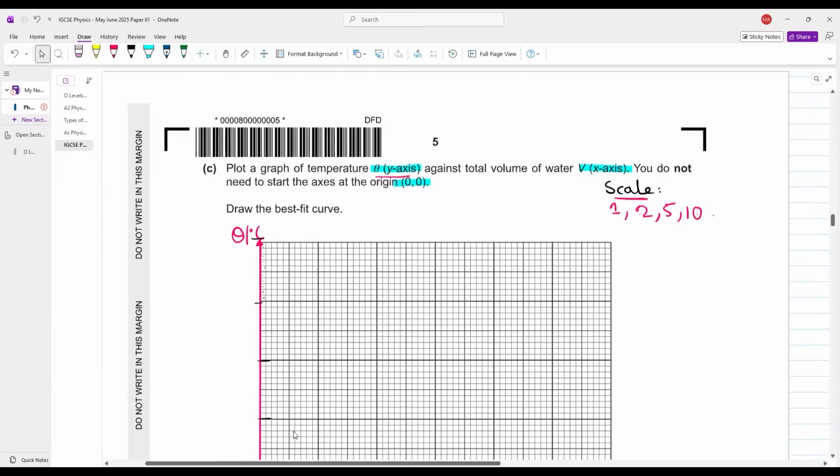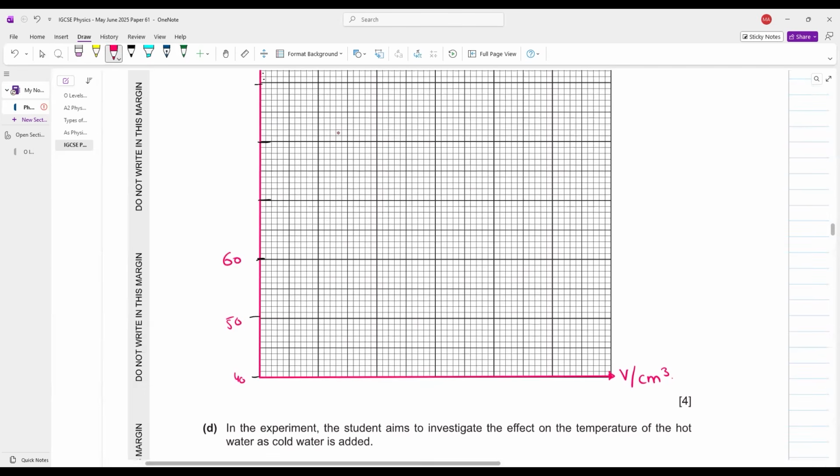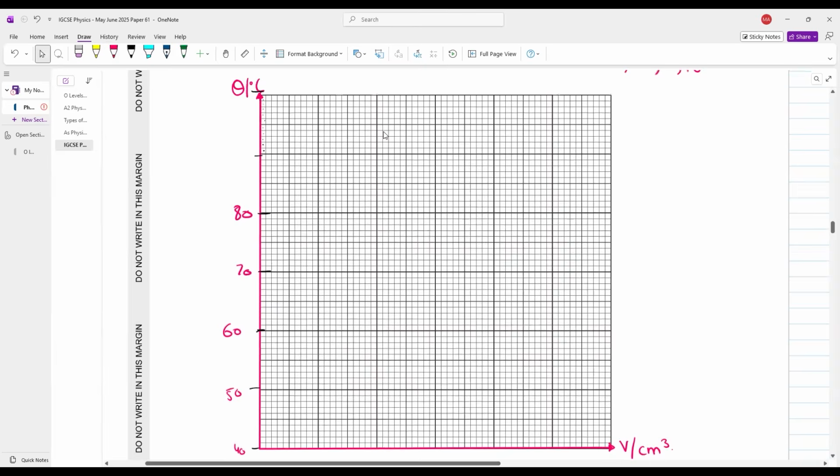Okay, now what was your minimum value? 49. So let's start with 40. Let's say this is 40, this is 50, this is 60, and let's say this is 70, this is 80, this is 90, this is 100.